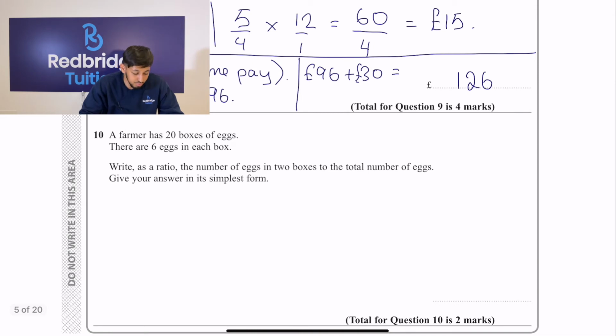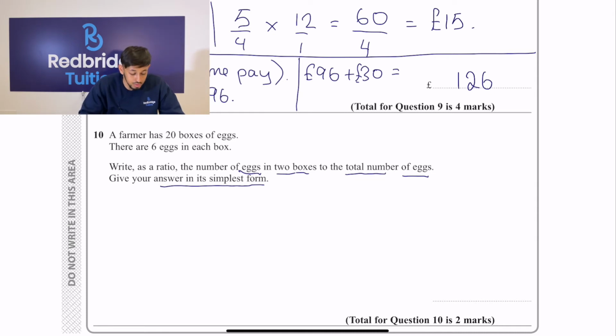Question number 10. A farmer has 20 boxes of eggs. There are 6 eggs in each box. Write as a ratio the number of eggs in 2 boxes to the total number of eggs. Give your answer in its simplest form.